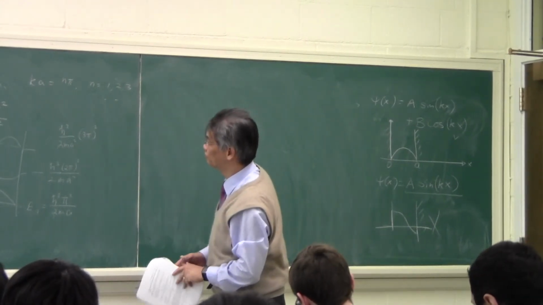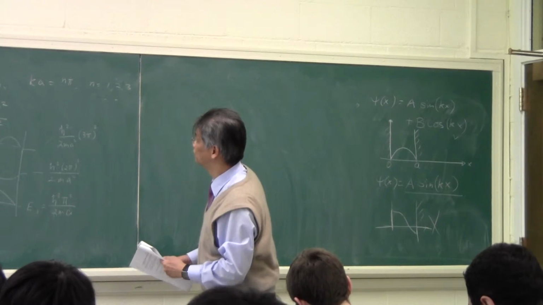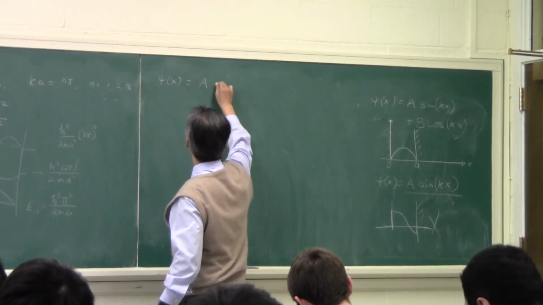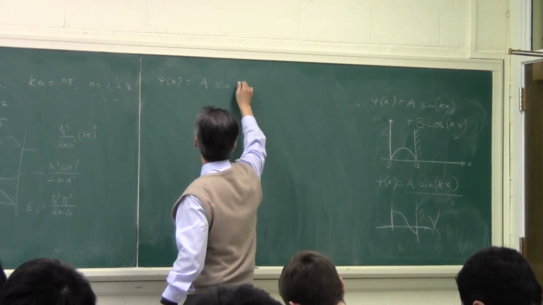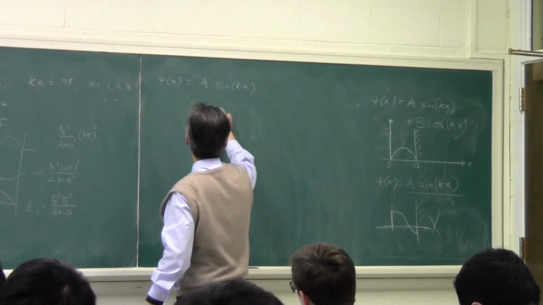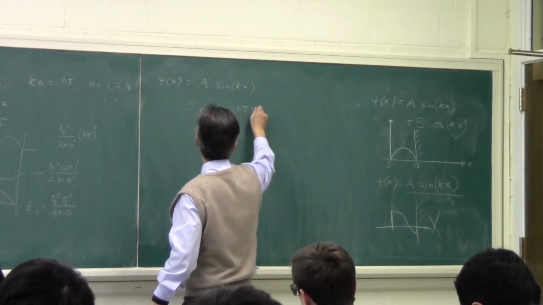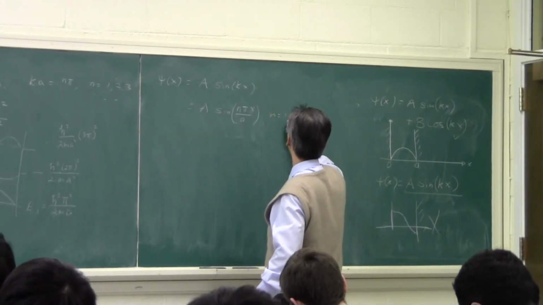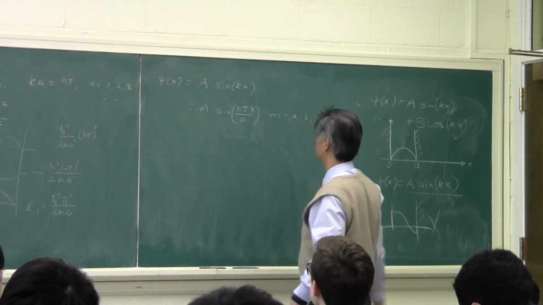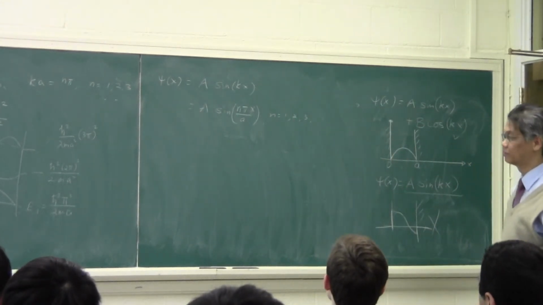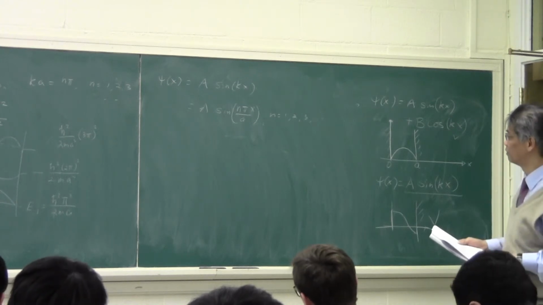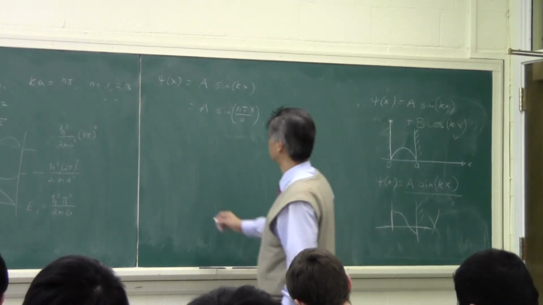And then we have to do something else. We say that ψ(x) is sine of kx, sine of nπx over a, where n goes from 1, 2, 3, and so on, very much like the solution of a parallel plate waveguide. And n should never be 0, and we need to normalize this function.